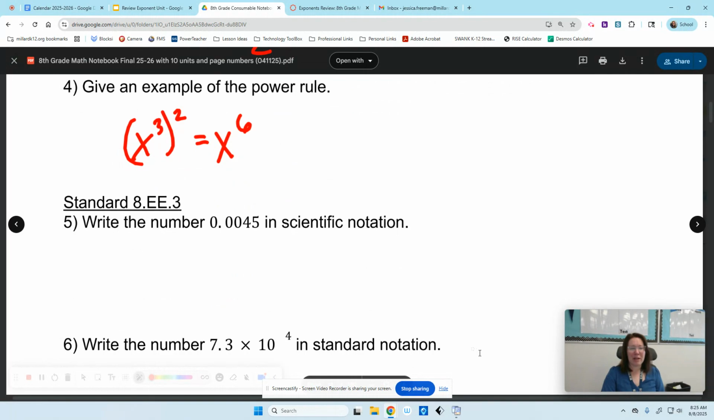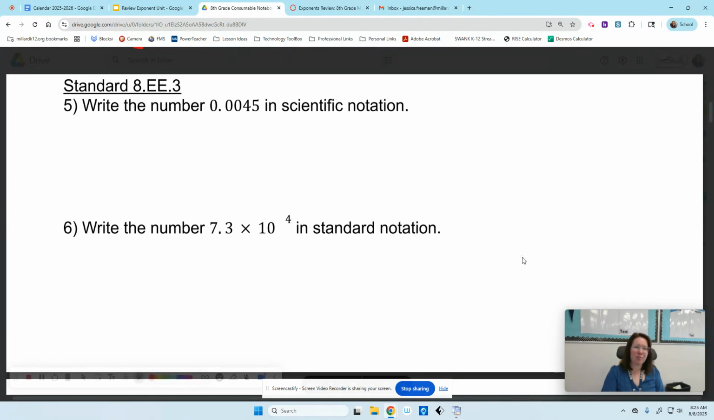Now, let's remind ourselves of some scientific notation. Write this in scientific notation. 1, 2, 3, 4.5 times 10 to the power of negative 3, because we moved 1, 2, 3 spaces in the small direction, right? It was a very small number.